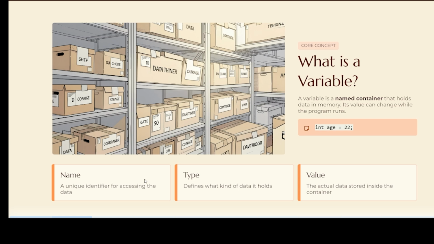Here we have the data type, this one is the variable name, and this one is the value. The value 22 will be assigned to age. This is the main concept. Think of a variable as a container, like a box. Just as we store water in a water bottle, we store data inside variables. This is how a variable stores data.